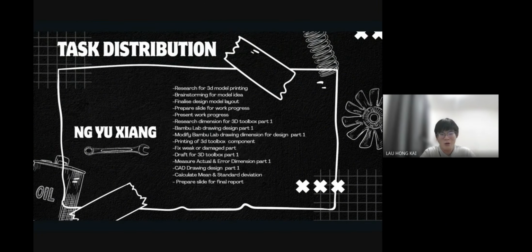And the last member will be Ng Yu Xiang. He researched for the 3D model printing, brainstormed the model ideas, and finalized the design model layouts together with all the members. And he also prepared the slides for work progress and presented in the class, and researched the dimensions for the 3D toolbox for part 1 with the group leader, Feng Yihong, and also drew it together with Feng Yihong for part 1 in Bambu Lab and modified the dimensions for part 1.